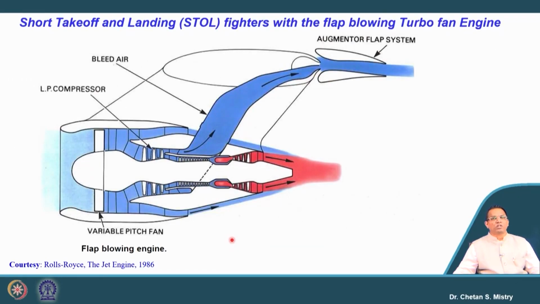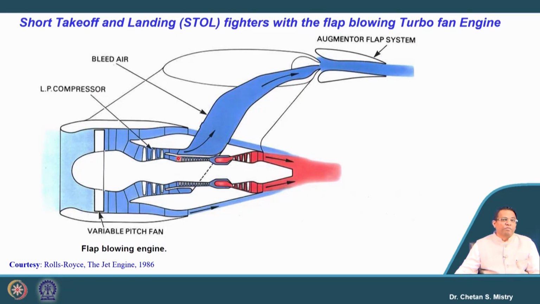Now, let us look at this kind of engine, called short takeoff and landing, for fighter aircraft. Mainly for marine application, this kind of engine configuration has been selected. Here we have a variable pitch fan, followed by the LP compressor. Here we have the HP compressor, HP turbine and LP turbine.